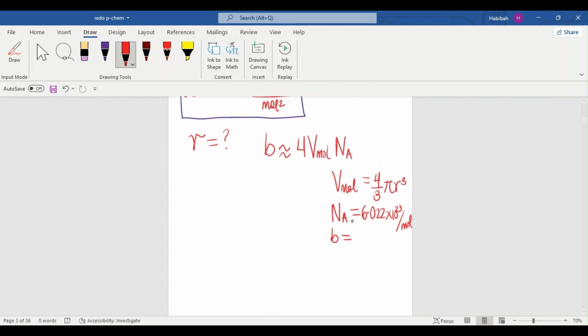0.0329 decimeter cube per mole. So I'm going to write that: 0.0329 decimeter cube per mole. Now, I'm still not done.